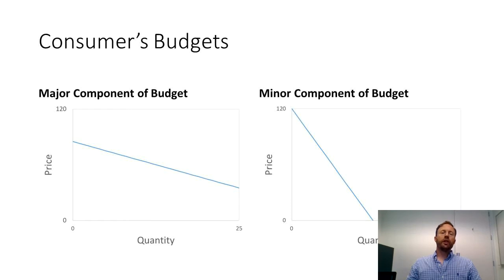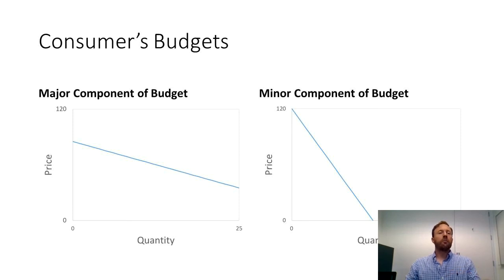Next up, we have consumers' budgets and how much of their budgets are spent on a particular product. And as you can see there, the more major component of a budget a product makes up, the flatter that demand curve is. That means if consumers are spending a relatively large fraction of their budget on this product, they're going to be quite sensitive to changes in its price. Whereas on the right, if the good makes up a minor component of their budget, if they don't spend much of their money on this product, then their demand curve is going to be relatively inelastic. They're not going to be as sensitive to changes in price as they adjust their quantity demanded.